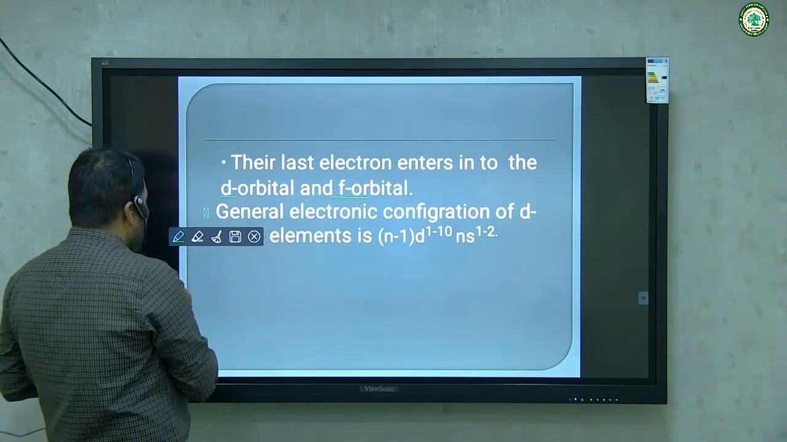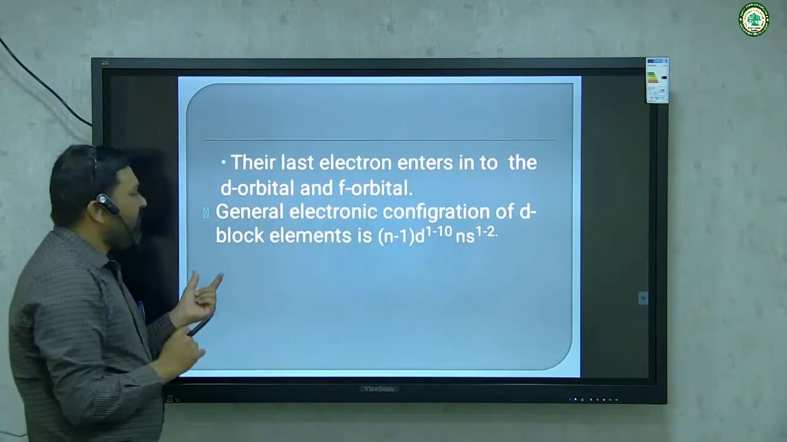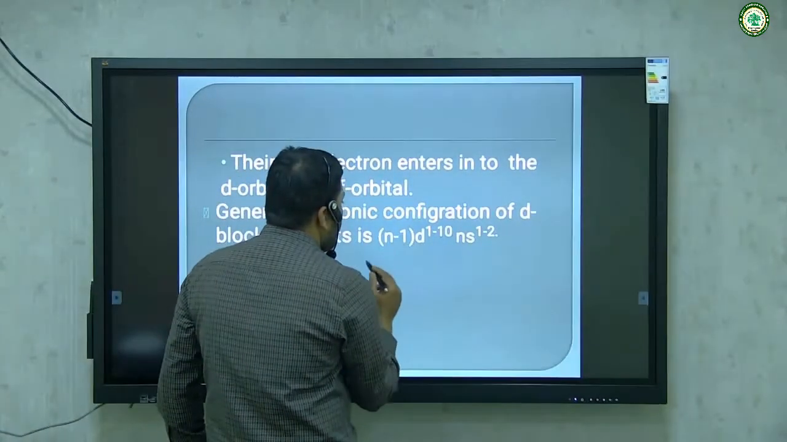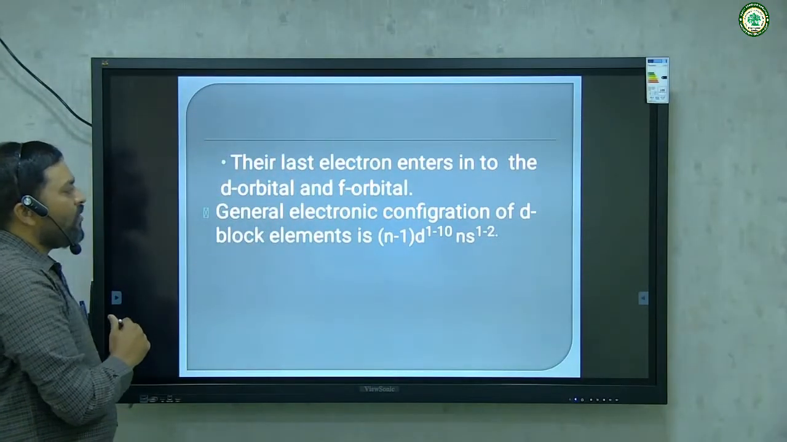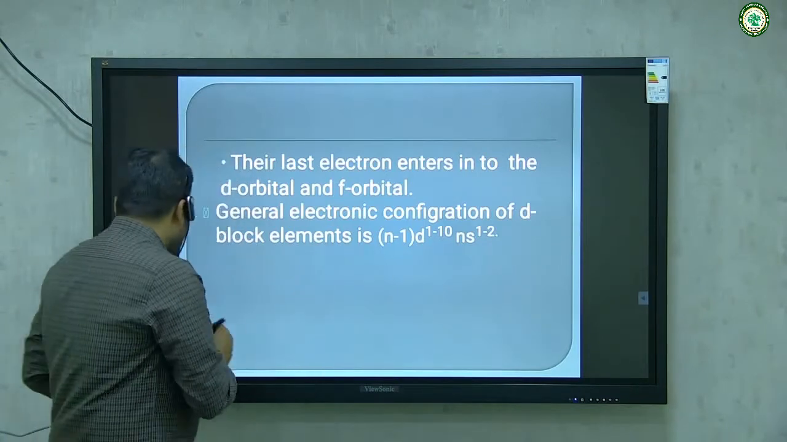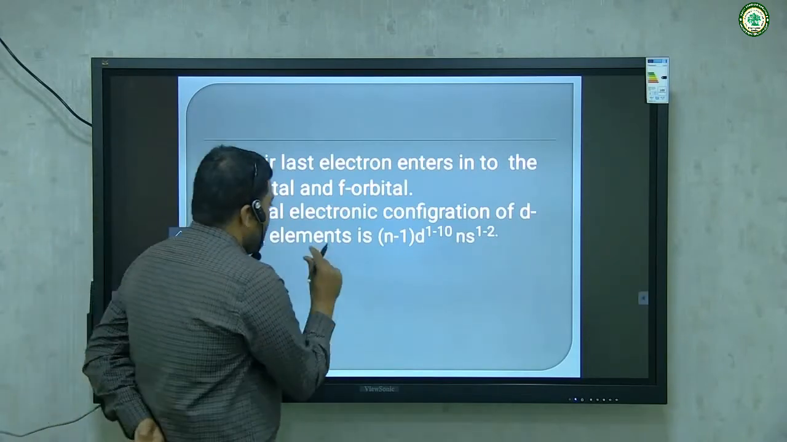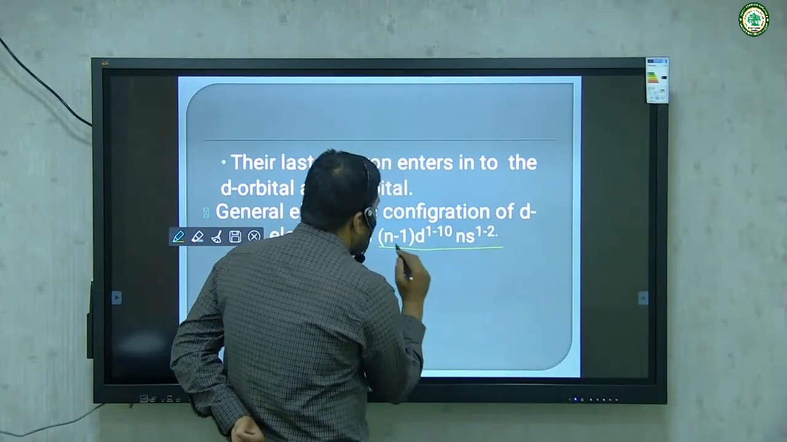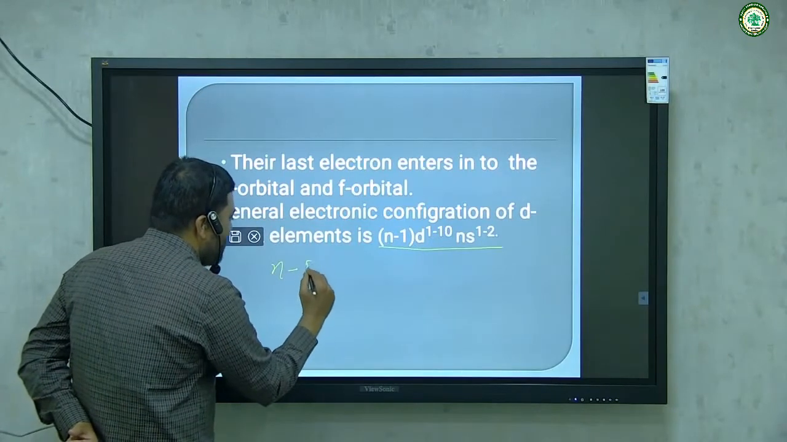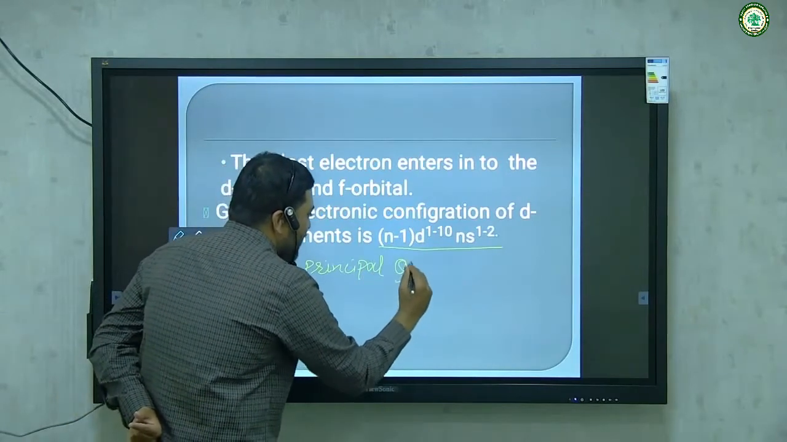The general electronic configuration of d block element is (n minus 1) d 1 to 10 n s 1 to 2. What does it mean? Here the general formula is (n minus 1) d 1 to 10 n s 1 to 2, where small n is nothing but the principal quantum number.